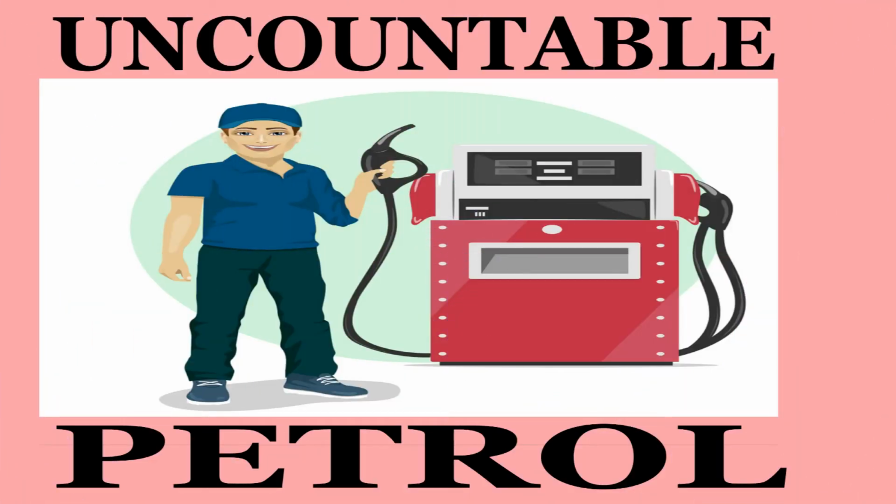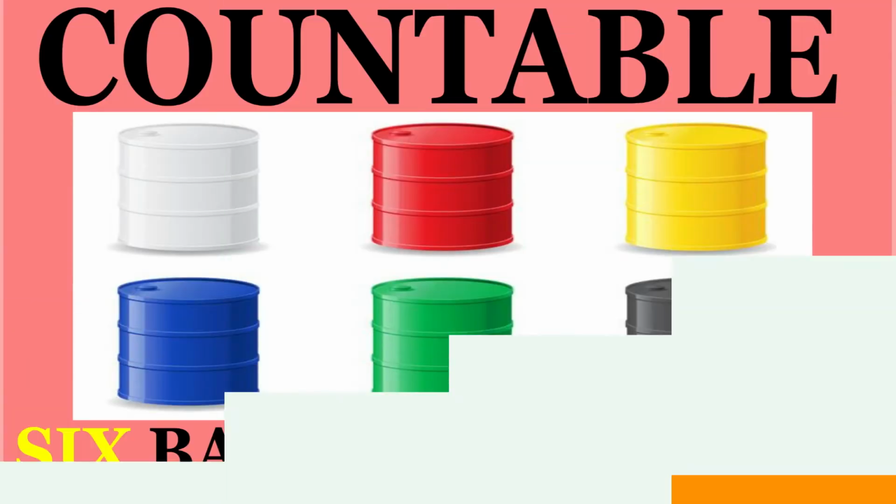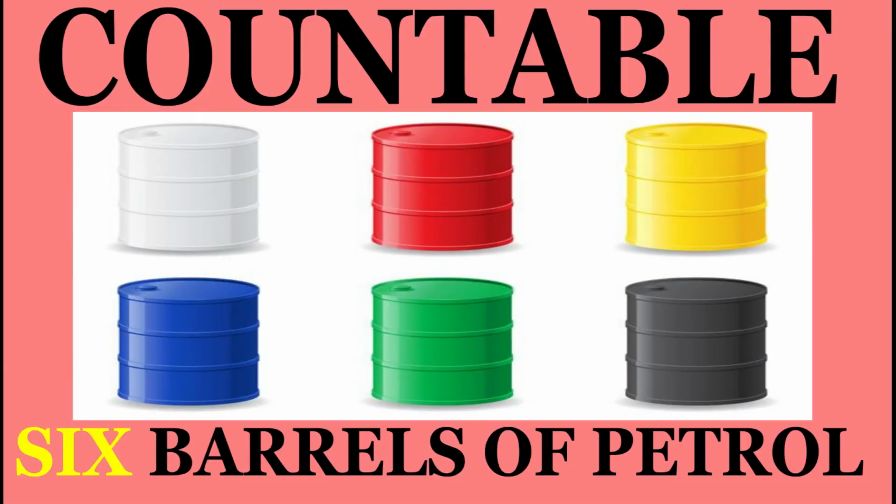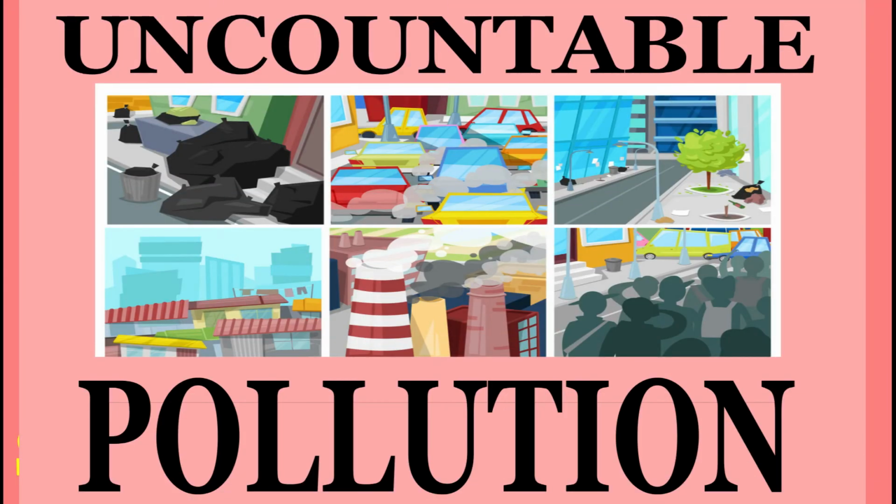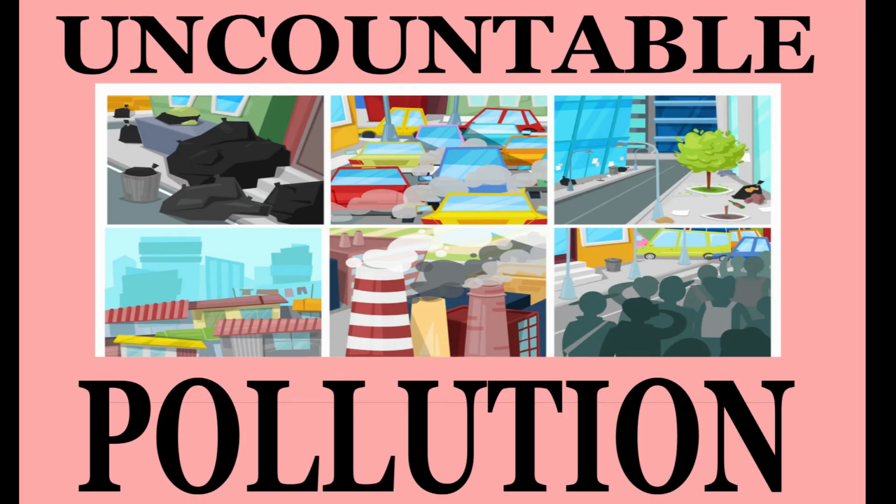Petrol is uncountable because it's a mass word. But we say barrels of petrol. Here we have 6 barrels of petrol. So we say barrels, gallons, liters. How many liters, how many barrels, how many gallons. Another word which is uncountable is pollution.